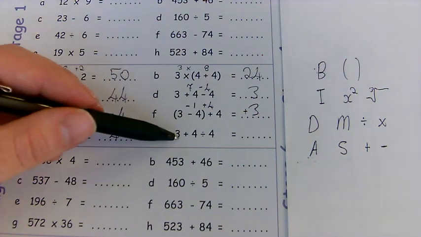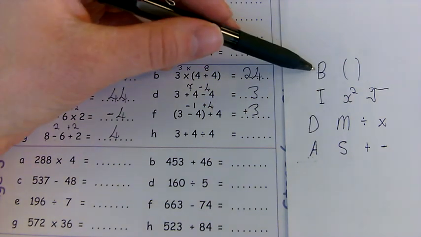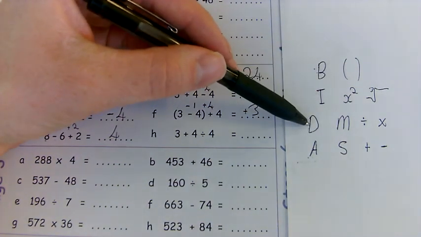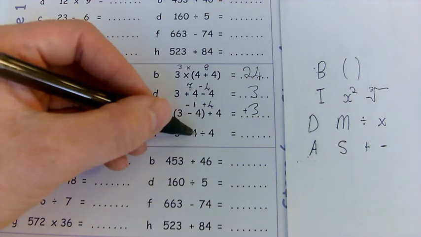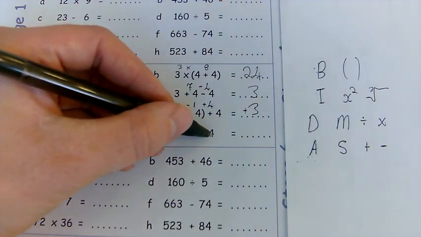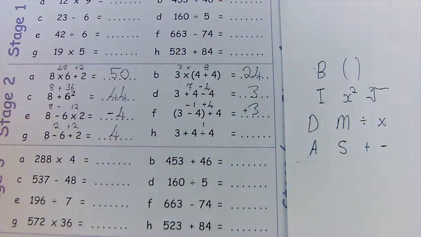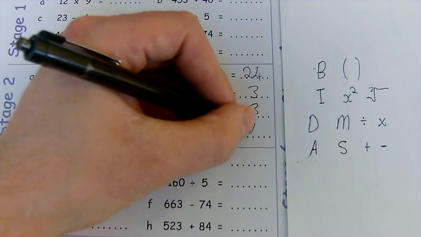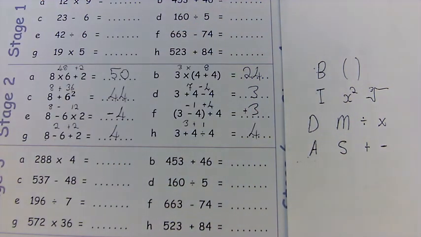Lastly, for H, again, I don't have brackets, I don't have indices, I do have division. So I'm going to do the division first. 4 divided by 4 is 1. 3 plus 1 gives me an answer of 4. And that is how you do BIDMAS.